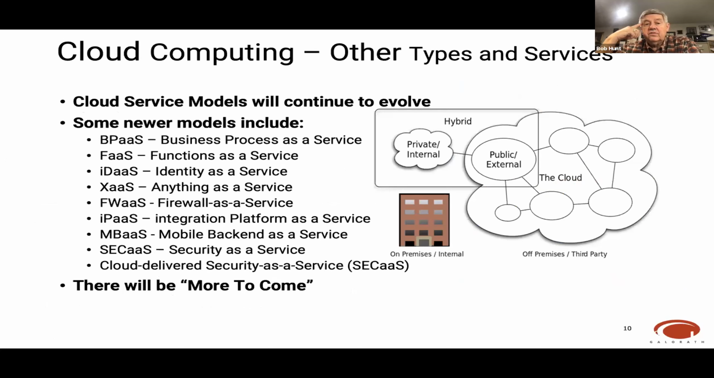Now, cloud service models will continue to evolve, and as you can see, some of the ones you're hearing today are business process as a service, function as a service, identity as a service, and then I have XaaS, anything as a service, and I'll just end up telling you that more will come. There will be more and more public and private initiatives that offer you the opportunity to offload computing requirements and hardware and software off of your machine onto a centrally controlled machine.